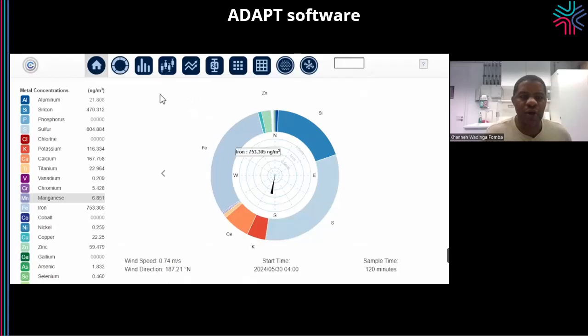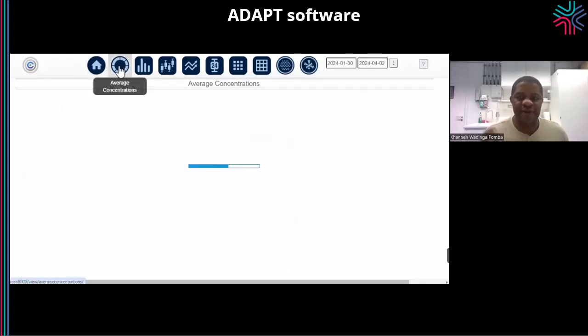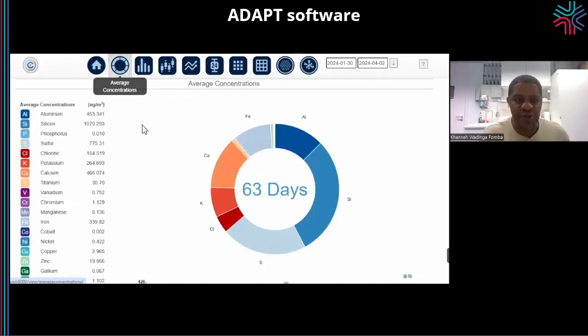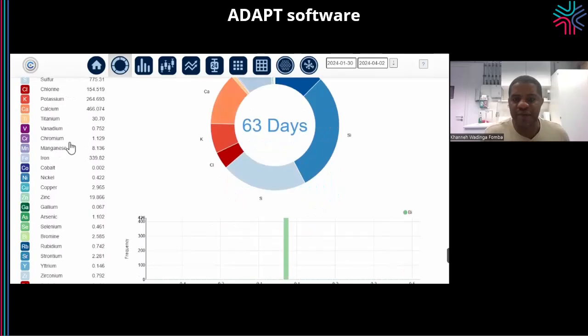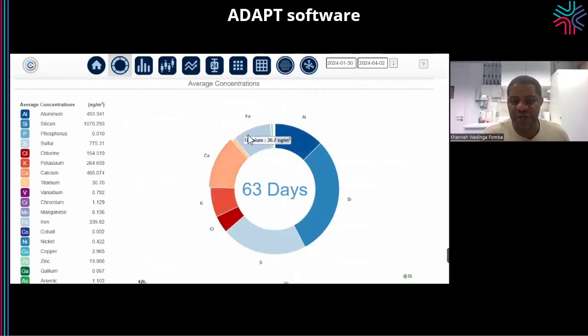So you can now go into a detailed analysis for different time frames and look at the average concentrations here. I've put in the time from January to April this year, 2024. We can look at the various elemental concentrations here. For this time frame, you have the average concentrations, the relative contributions of the elements. Silicon was quite abundant, sulfur and calcium.